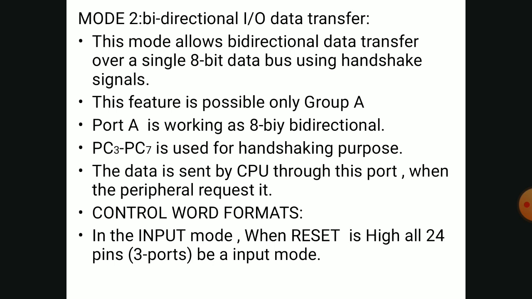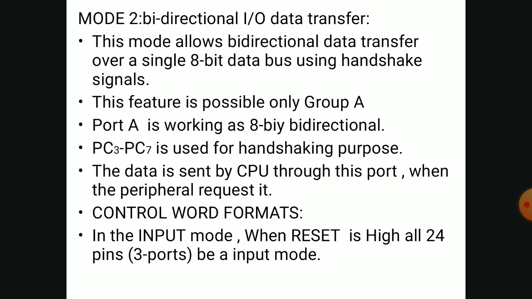Mode 2 operation has the advantage of bidirectional IO data transfer. In this mode 2 operation, the one thing required to remember is that we use only port A, meaning that here we use only group A. Group A, as I already said, consists of port A and port C upper. Suppose in mode 1, port A is to be used for connecting the IO devices.